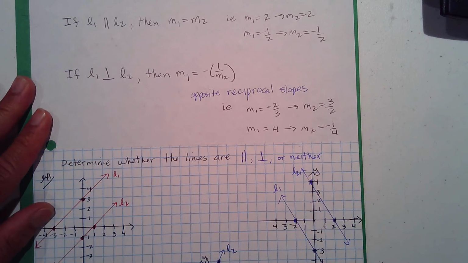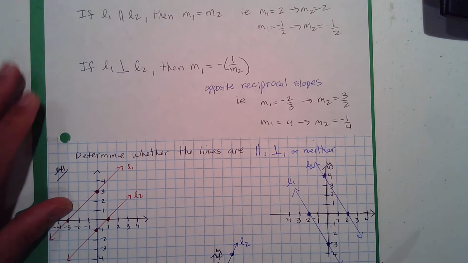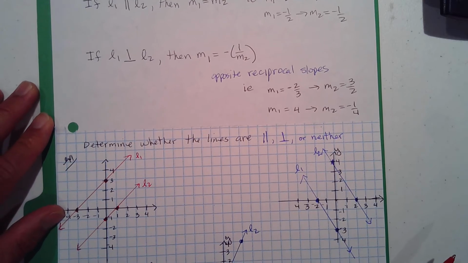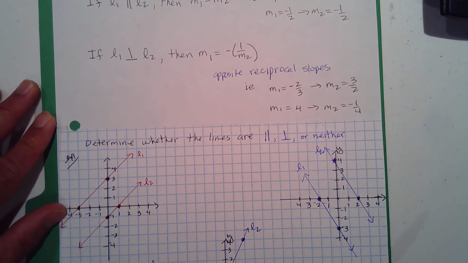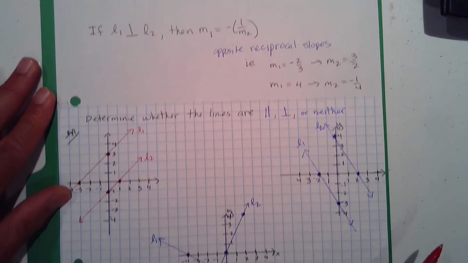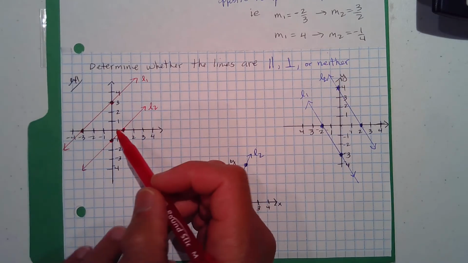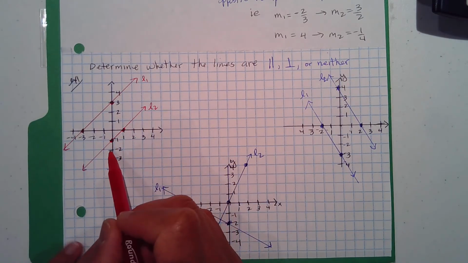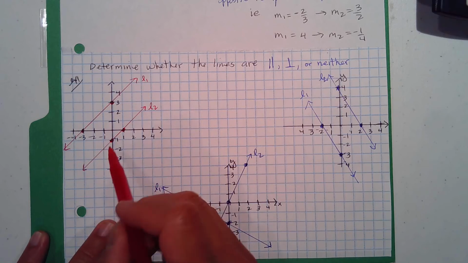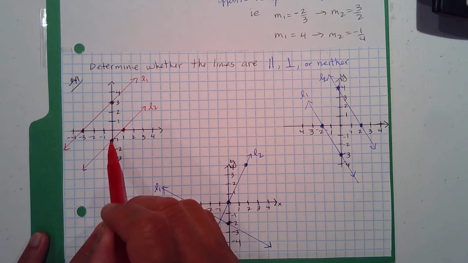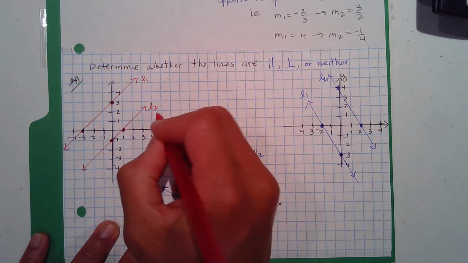Alright, so let's take a look at some graphs. They want us to determine whether the lines are parallel, perpendicular, or neither. So let's take a look at this first part here. To find the slope between 2 points, we can look at the graph. So the slope from this point to this point, it's rise 1, right 1.